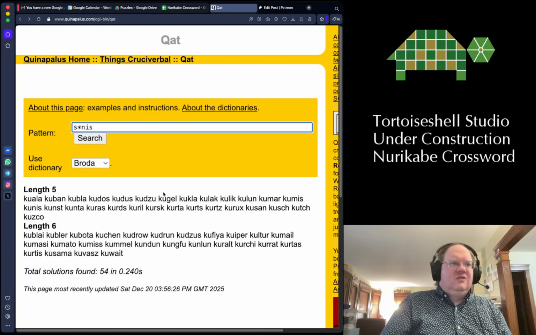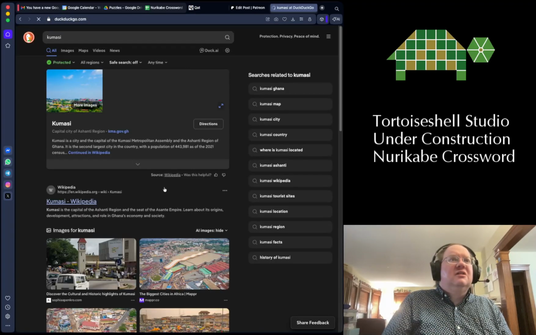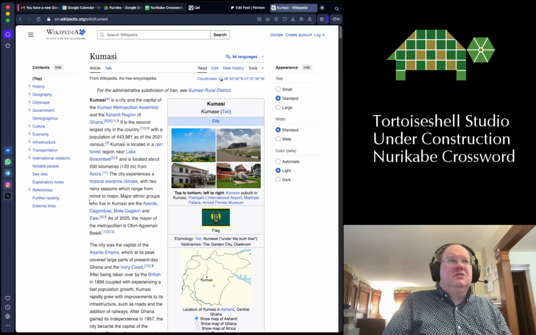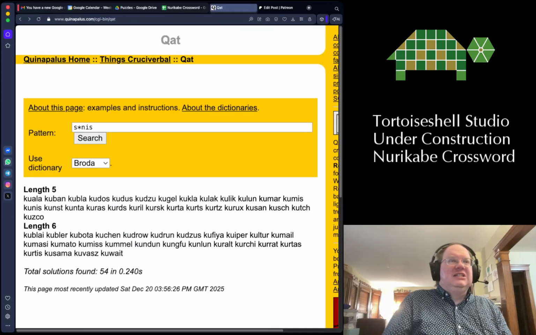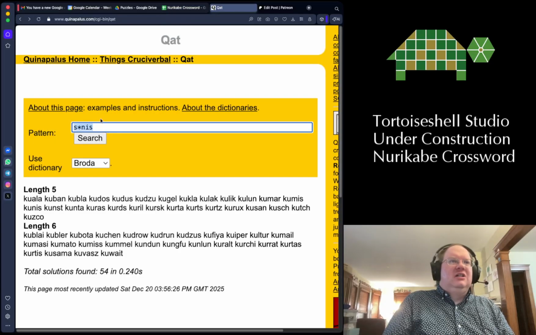What are these things? Kumasi, is that a city in Ghana? Second largest city in Ghana. Was the seat of the Asante Empire. Oh, but that's giving me MASI at the end of the row. It's not gonna work well.